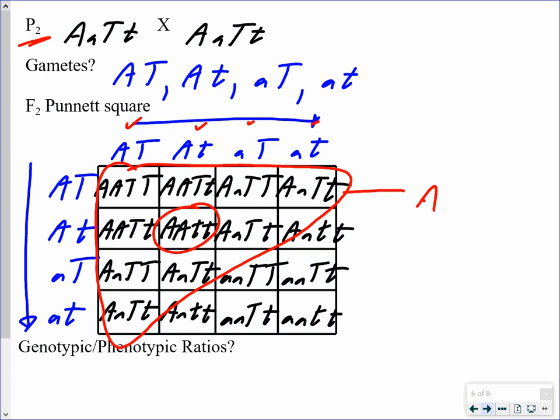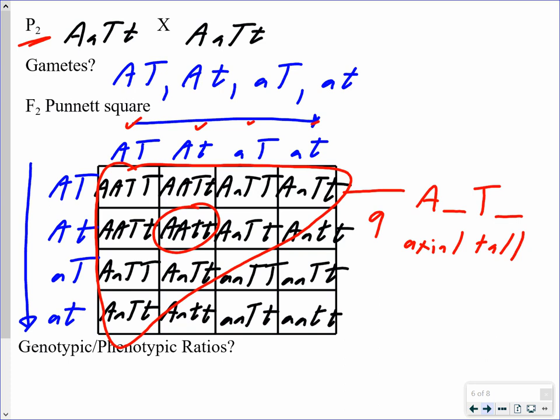They all have a capital A. Doesn't matter what the second one is, they're going to be axial. They all have a capital T. Doesn't matter what the second one is, they're all going to be tall. All of these are axial tall, and if we count them up, there are 9 that are axial and tall.